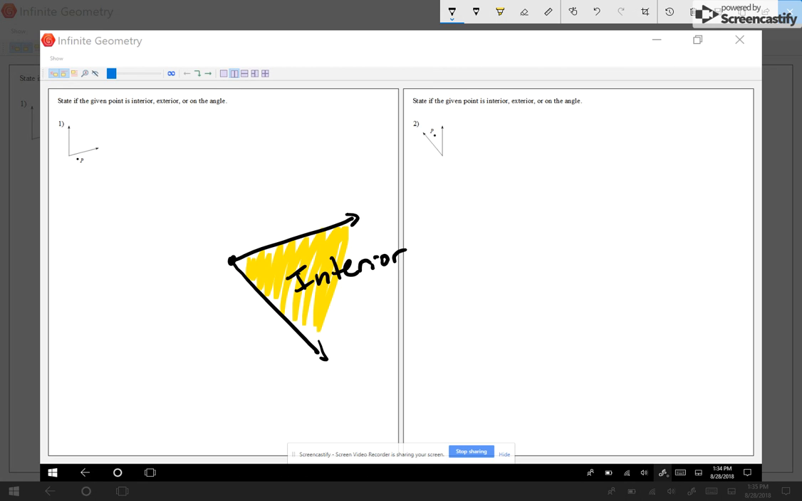Anything outside of it, we're gonna use the word exterior. So I'm gonna give you guys points, and I'm gonna ask you guys, is this interior? Is this exterior? I'm gonna plot in a point, but there will be some other points. It could be the vertex that I ask you guys. It could be a point that is right on one of the rays. So that one is neither interior, neither exterior. That one we're gonna call it on the angle. That point, it's on the angle. It is part of the angle.